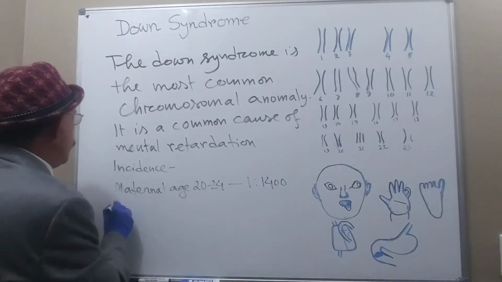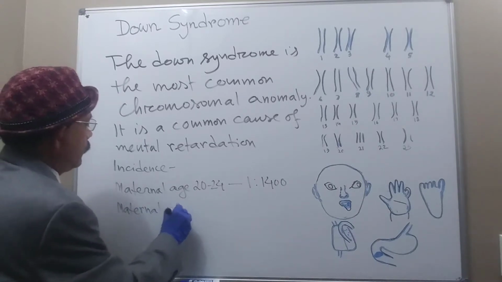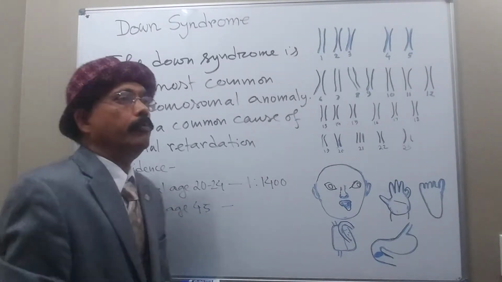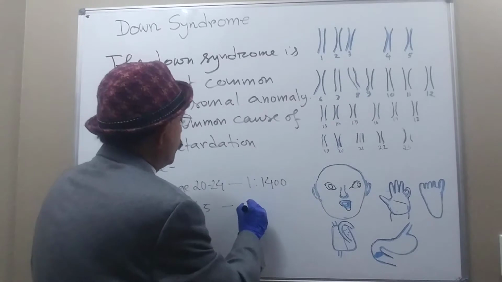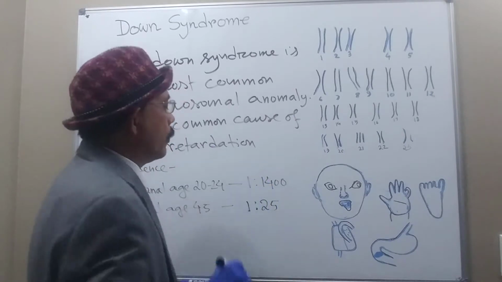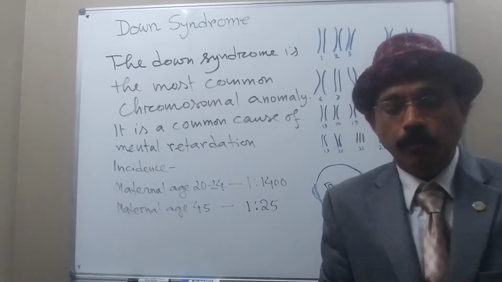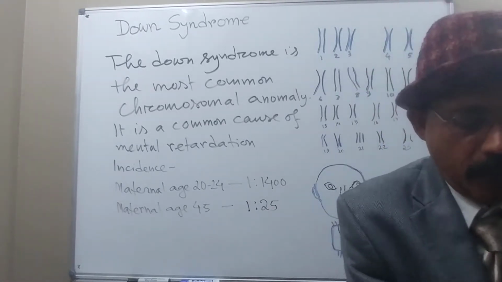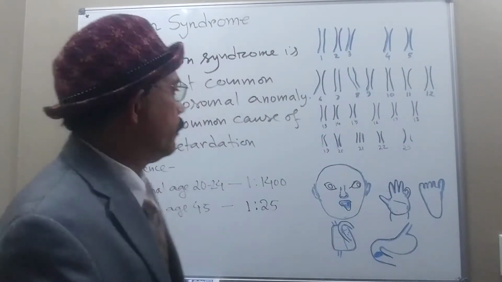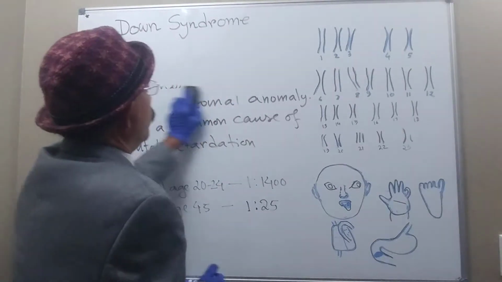If the maternal age is 45, then it will be 1 in 25. So as the maternal age increases, there are more chances to get a baby with Down syndrome.